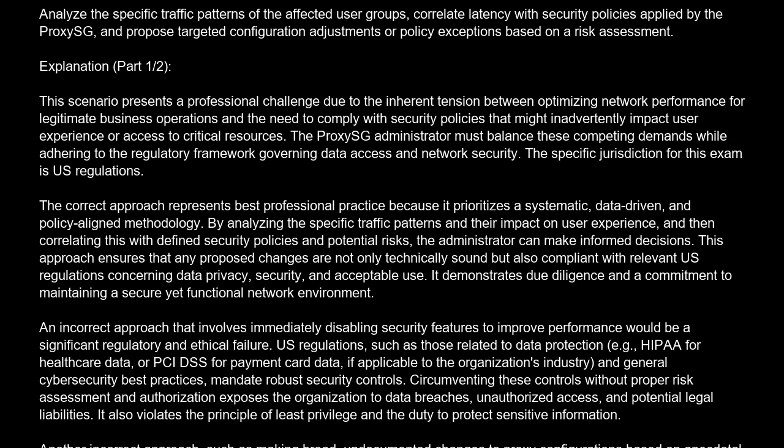An incorrect approach that involves immediately disabling security features to improve performance would be a significant regulatory and ethical failure. U.S. regulations, such as those related to data protection, e.g., HIPAA for healthcare data, or PCI DSS for payment card data, if applicable to the organization's industry, and general cybersecurity best practices, mandate robust security controls. Circumventing these controls without proper risk assessment and authorization exposes the organization to data breaches, unauthorized access, and potential legal liabilities. It also violates the principle of least privilege and the duty to protect sensitive information.